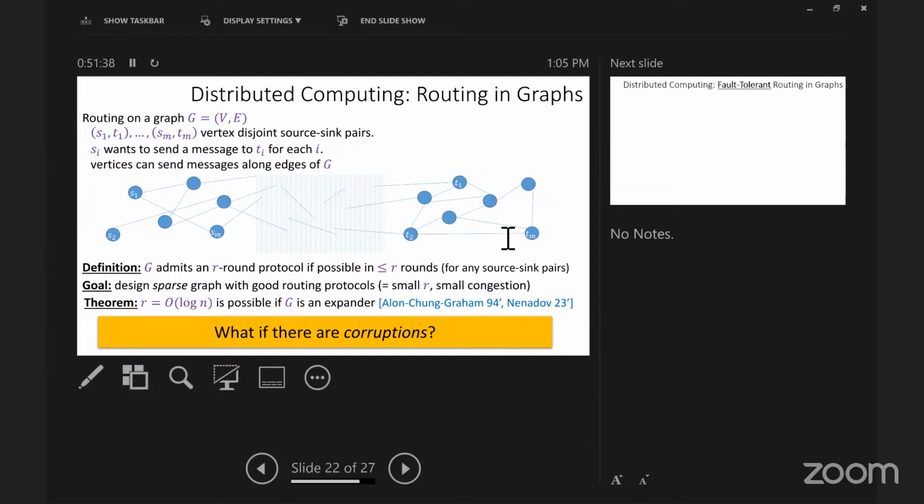And now we get to the setting which is more applicable to PCPs, which is the case where there are some corruptions. Yeah, so you can think about it as each time step, some vertices send messages to their neighbors, and then the next time step, these neighbors send another message, and so on. So it's really the path length. Yeah.